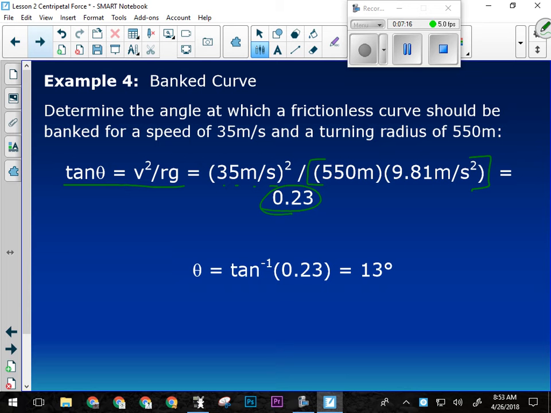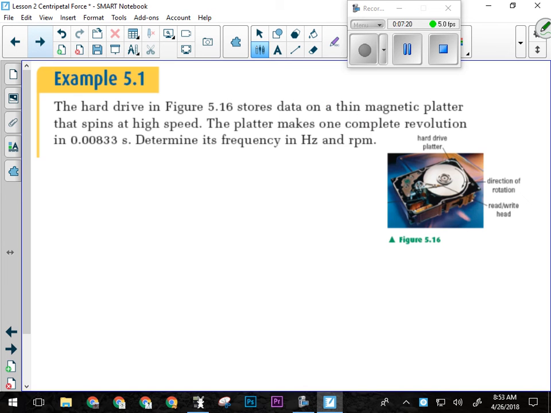Any questions on how that one worked? All right. So have you guys do a couple of example problems, not that one.